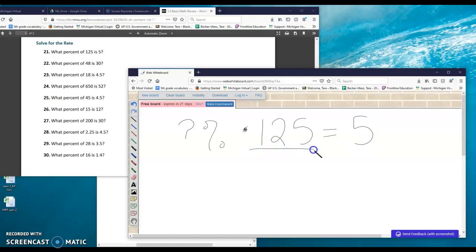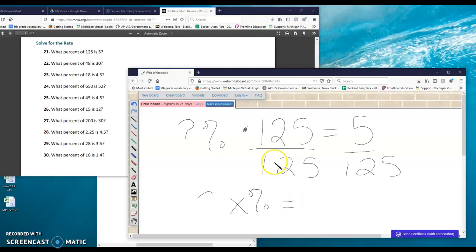So I don't know what my percent is, so I can solve for my percent by dividing by 125. So that would give me x percent equals whatever that is, and then it's going to give me some sort of decimal, and then remember I would need to move the decimal point 2 places to the right to turn it into the percentage form.